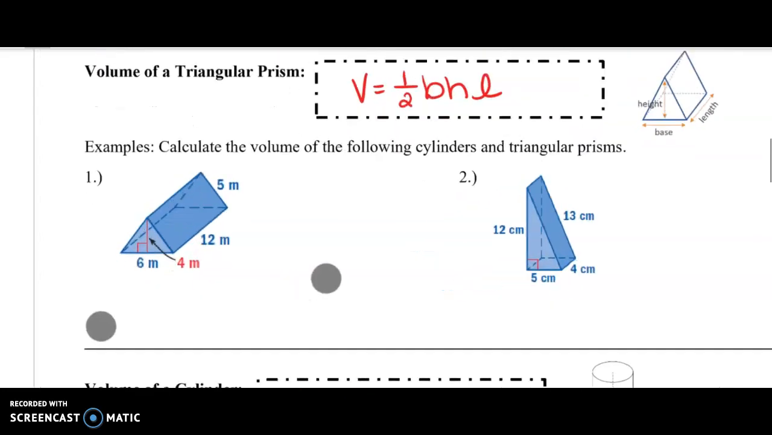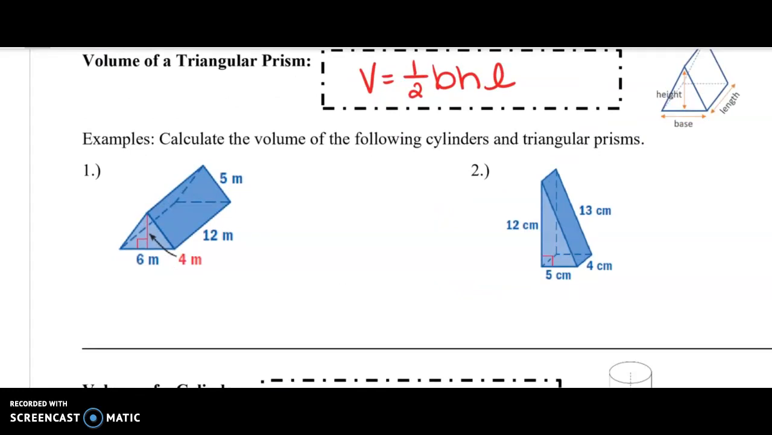We have 2 of them here. So in number 1, okay, we have our base, which is 6 meters. My height, you know it's your height because it's forming that right angle, is 4 meters. And then my length is like the distance from one of the front triangle to that back triangle. So if you don't know what I mean, talking this front triangle to this back triangle, the length is your distance between those two. So that would be my length. This 5 meters is in here to throw you off. You do not need that for this problem.